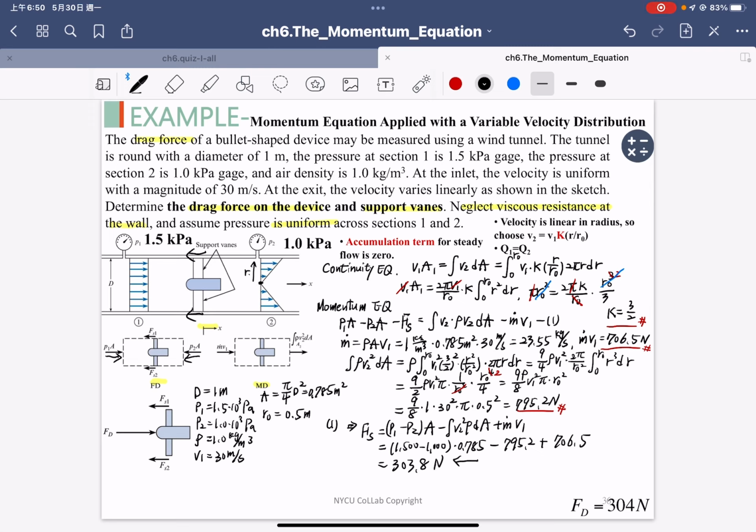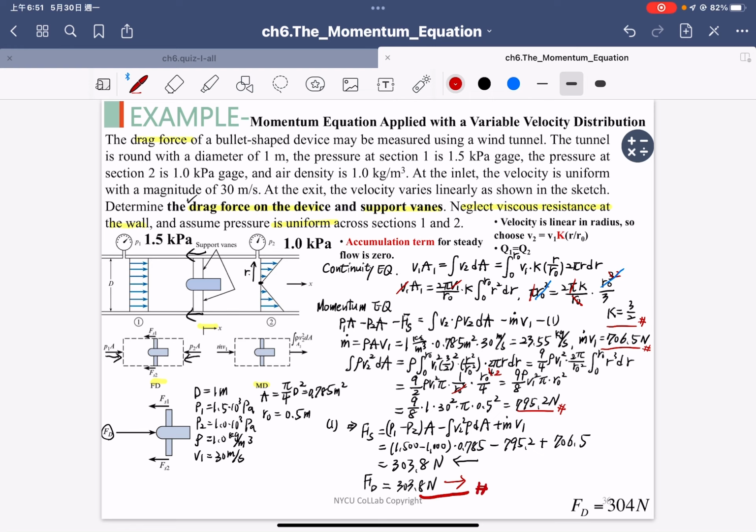The exercise also requires us to answer the drag force in here. So we know that the drag force is the reaction force in here. So we have the same force magnitude, but the direction is going to the right. Okay, so this is our final answer.